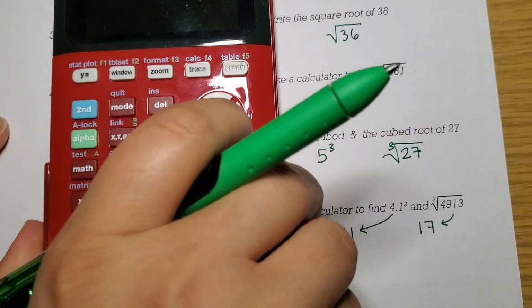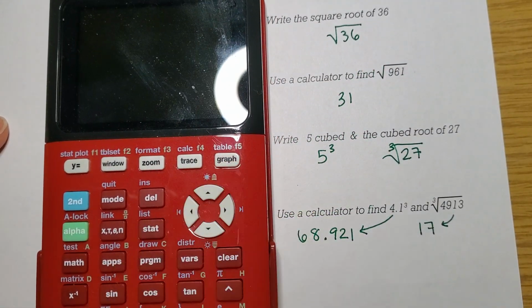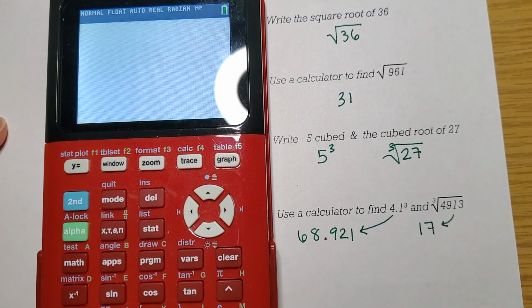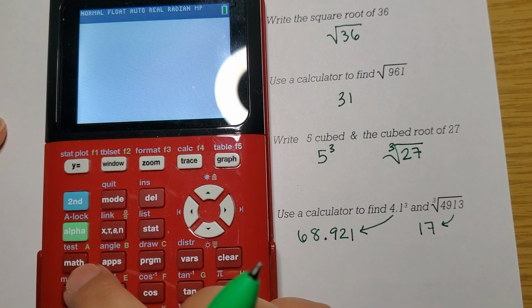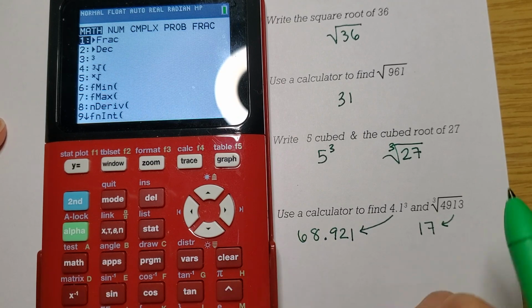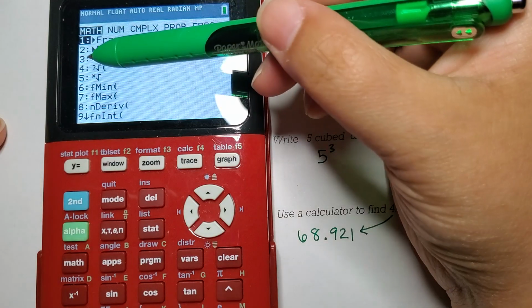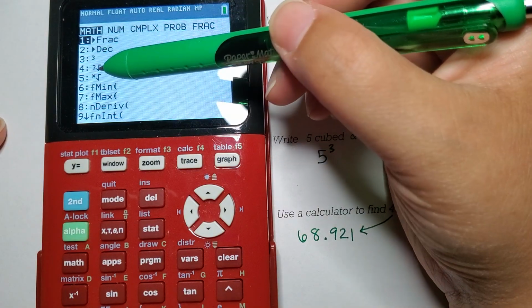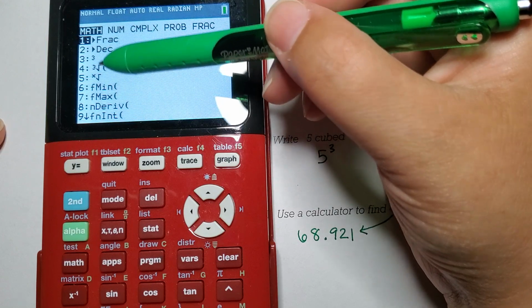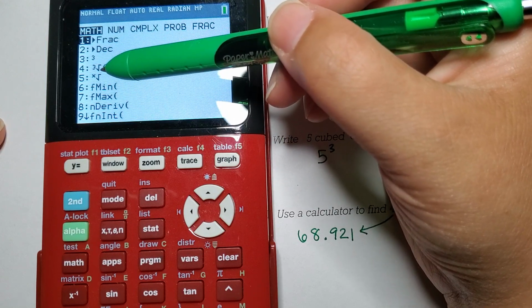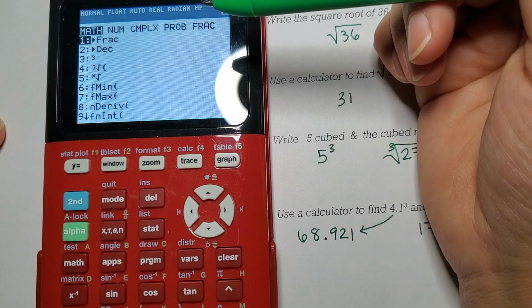And then lastly, I'm going to bring in my graphing calculator here. And this one does have a cubed root button, but it's hiding. It's hiding over here under math. So if I hit math, option 3 is for cubing and option 4 is for cubed root. So if you wanted to access the shortcut on this calculator, you would have to go to the math menu.